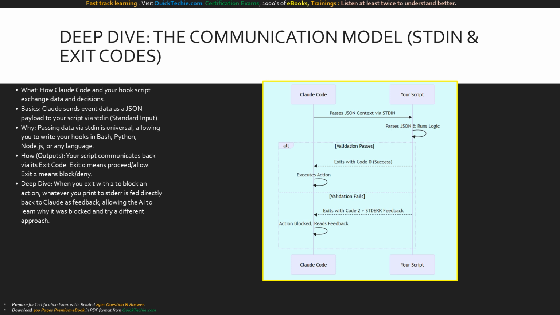If validation passes, the script exits with code 0, and Claude happily executes the action. But if validation fails, the script exits with code 2 and outputs feedback via stderr. Claude immediately blocks the action and reads your feedback to adjust its next move.